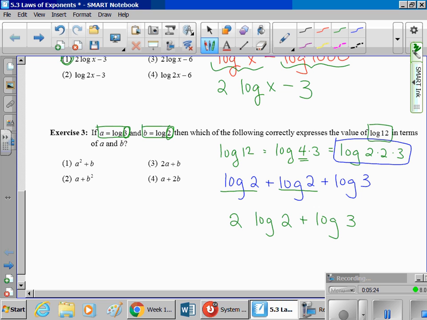Log of 2 is A. I'm sorry, log of 2 is B. So it's 2B plus A. Don't make that mistake, because that answer, I'm sure, is there. 2B plus A, or A plus 2B using the commutative property, would be the correct answer.